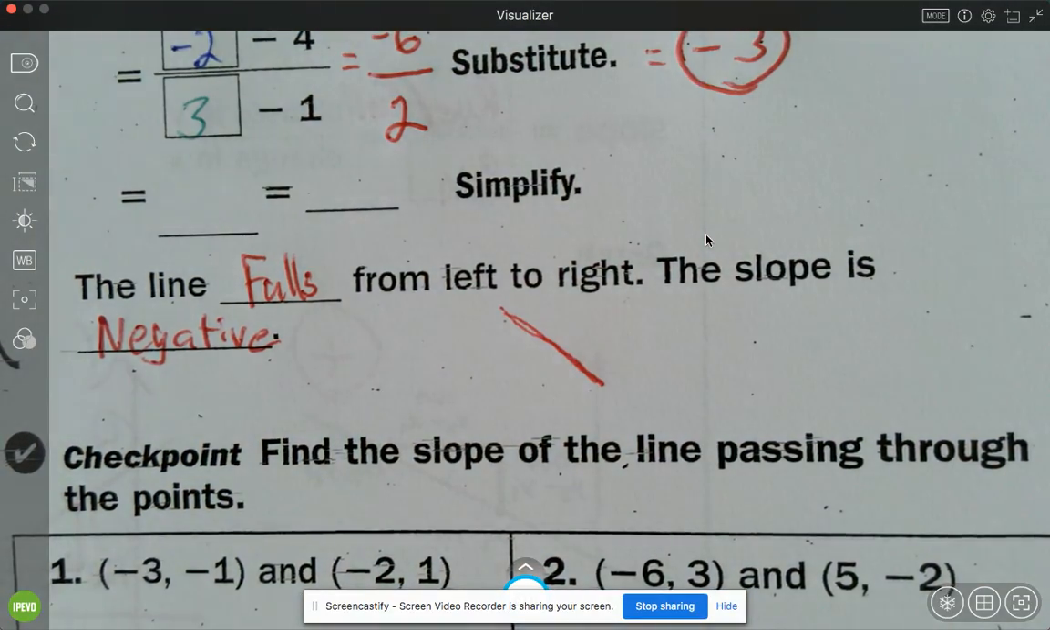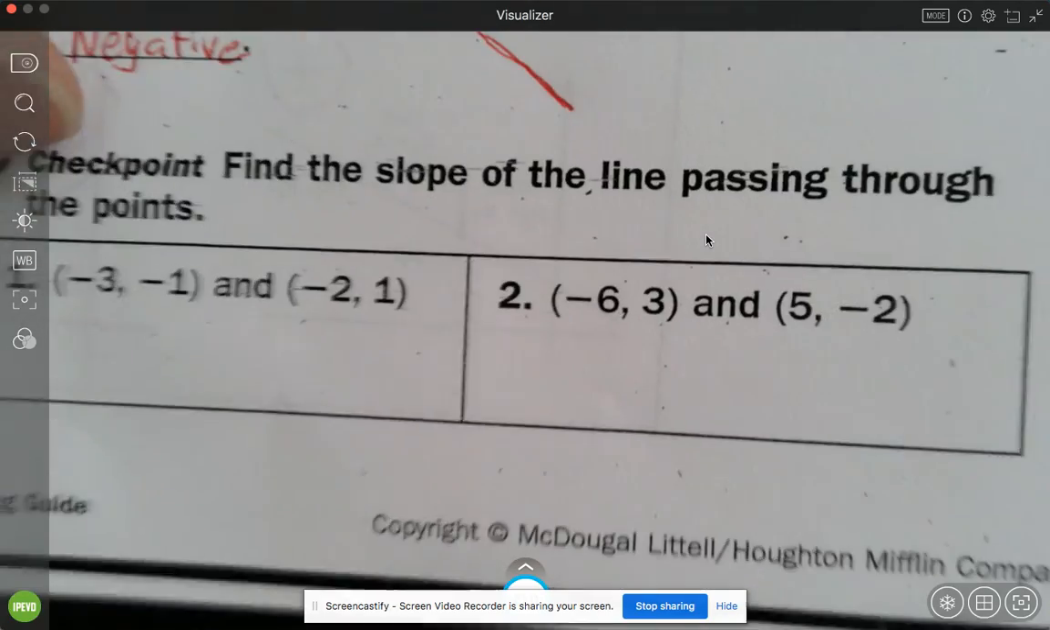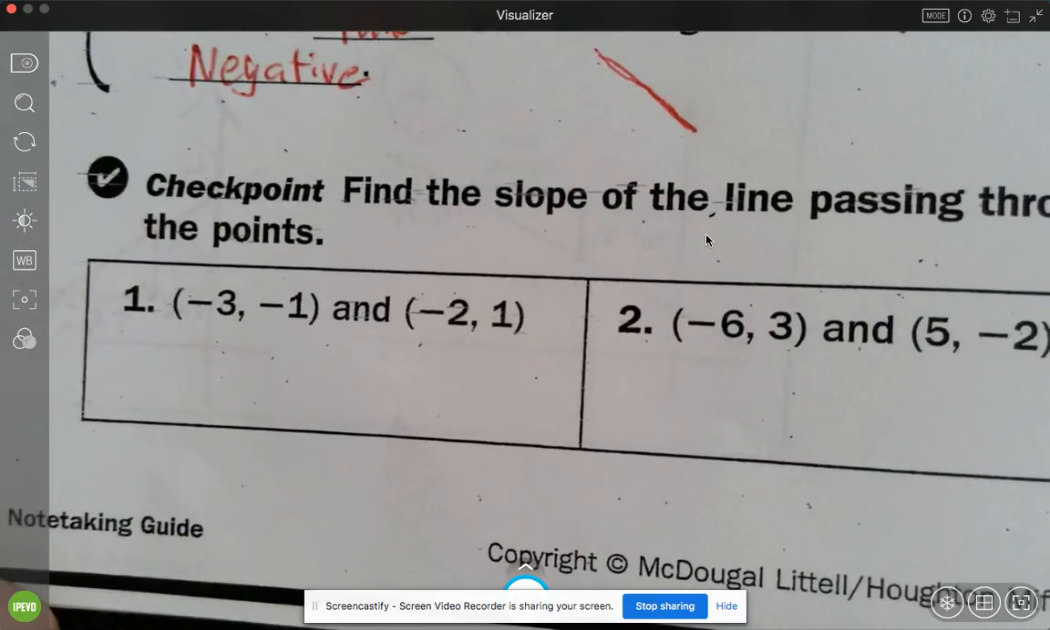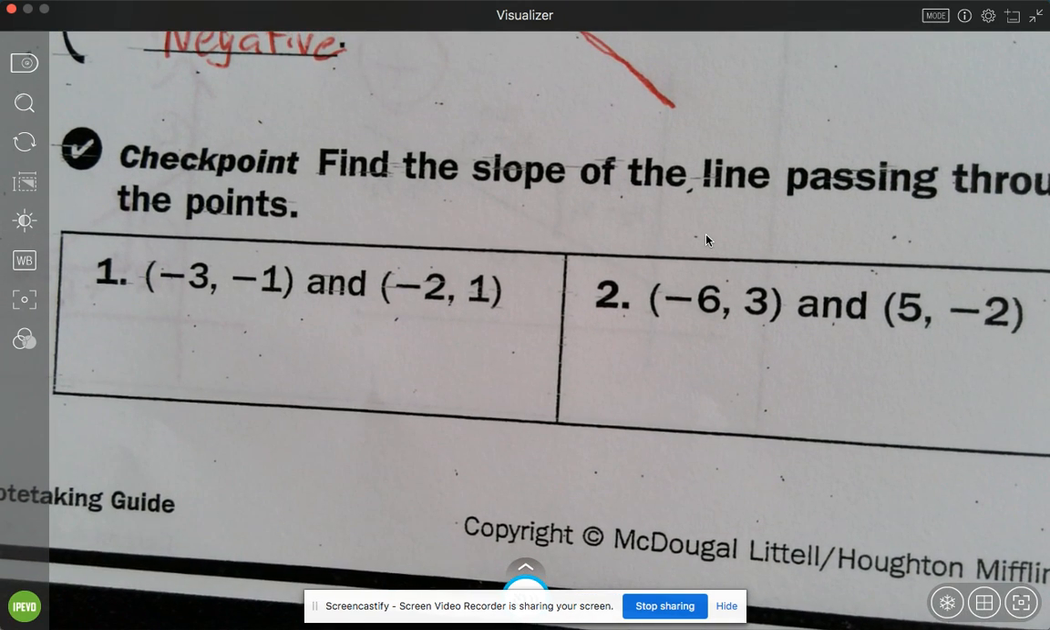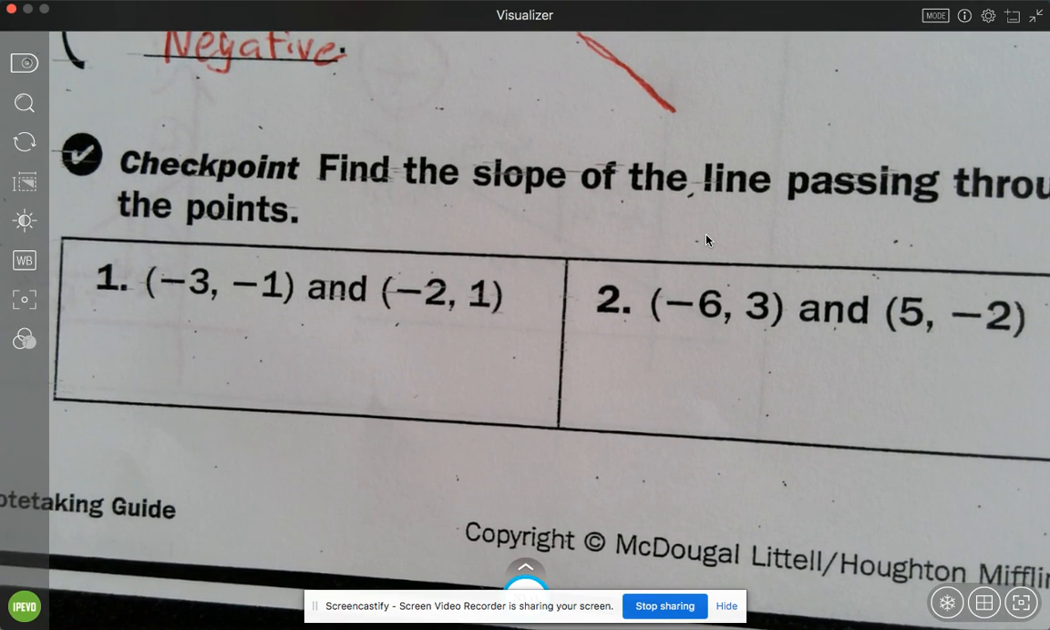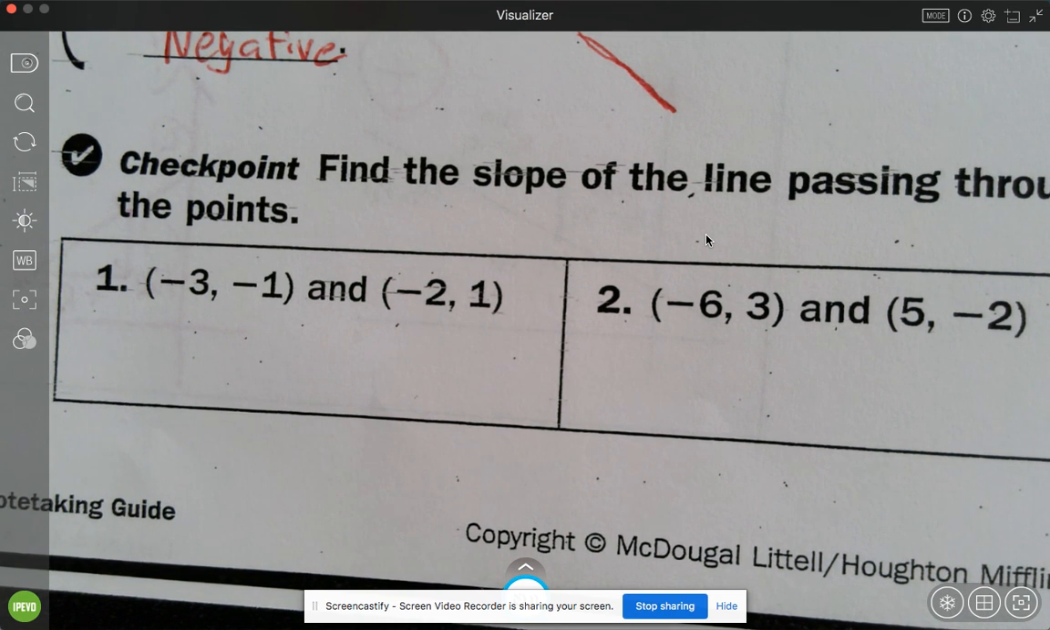Okay, so in this part of the video, or the Ed puzzle, I want you to try the checkpoints at the bottom. And if you could enter your answer to question 1, if you could enter your answer to question 2.